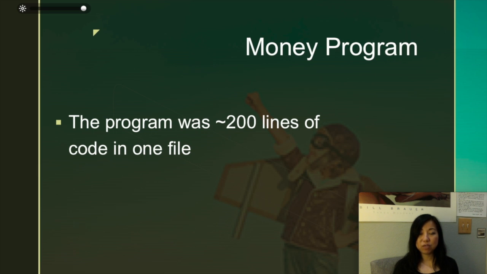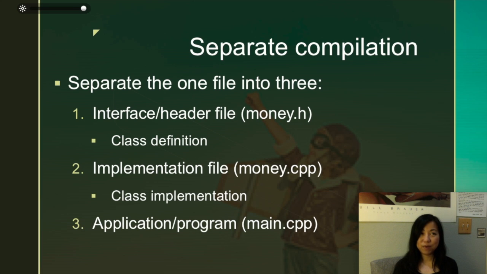So how do we logically divide the code and still be able to compile the program? Of course, there is a way. Otherwise, how can different people work on the same project together, right? As a programmer, we would have to figure out something smarter than that. So separate compilation. We separate one file, the money program, we are going to do it this way, into 3.